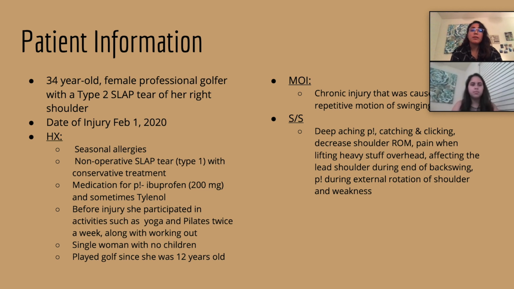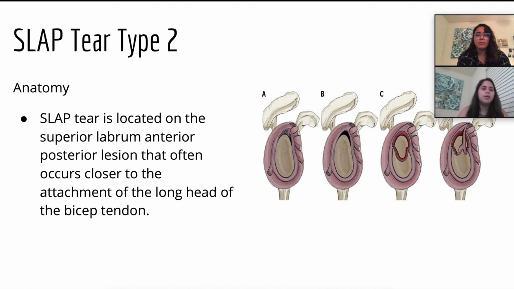Signs and symptoms include deep aching pain, catching and clicking, decreased shoulder range of motion, pain when lifting heavy things overhead, affecting the lead shoulder during end of backswing, pain during external rotation of the shoulder, and weakness. SLAP tear type 2 is shown in figure B, and a SLAP tear is located in the superior labrum, an anterior posterior lesion that often occurs closer to the attachment of the long head of the biceps tendon.